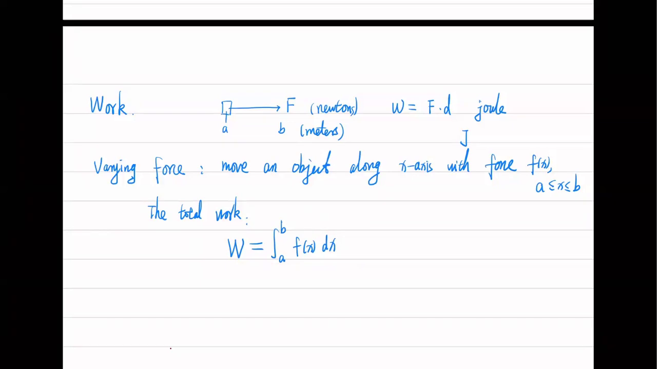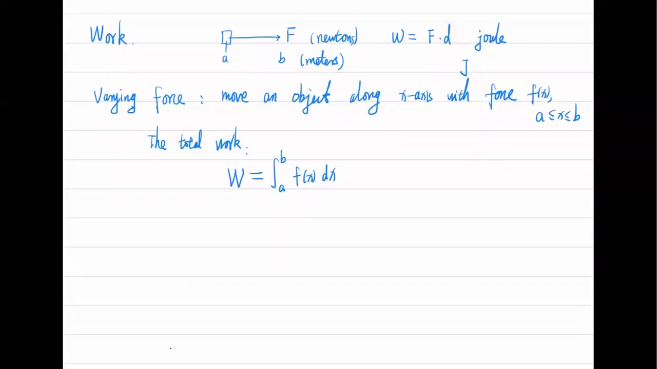Okay, so this is a brief introduction about the integrals. How to do the integral is a very hard topic. In chapter 7, we learn quite a few different techniques to do the integral.